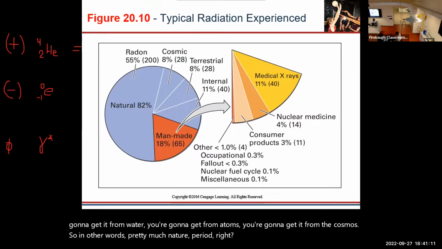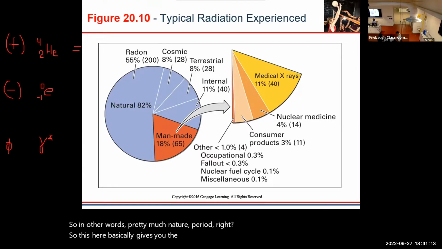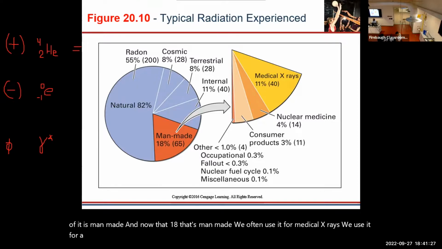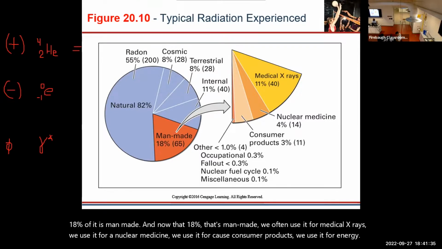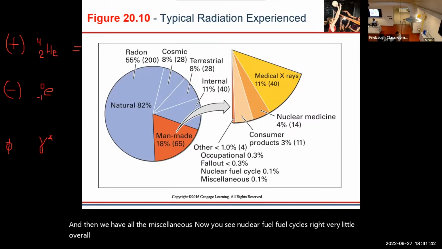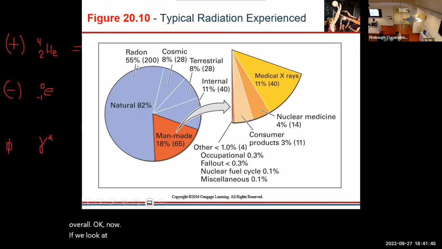So this here basically gives you a breakdown of radiation. 80% of all radiation is natural. Only 18% of it is made without the need for medical X-rays. Medicine, for process. We use it for this, and then we have all of this. Now you see here, fuel cycles. Right? Very low.